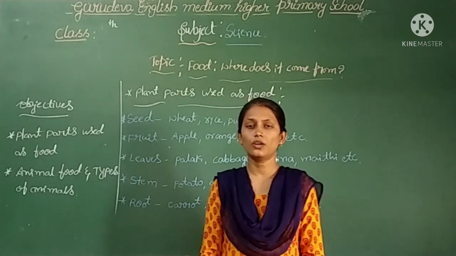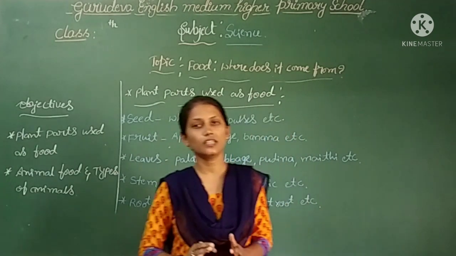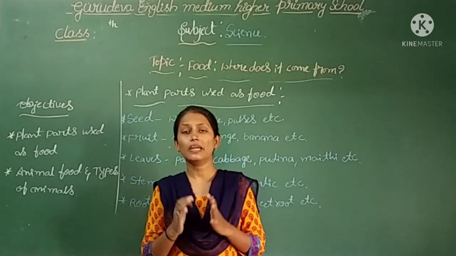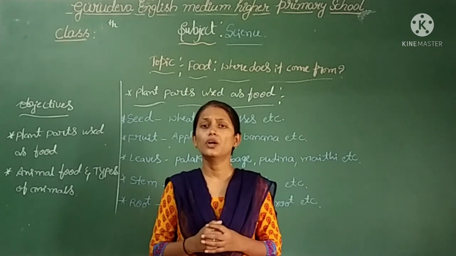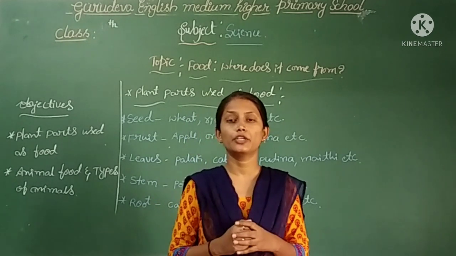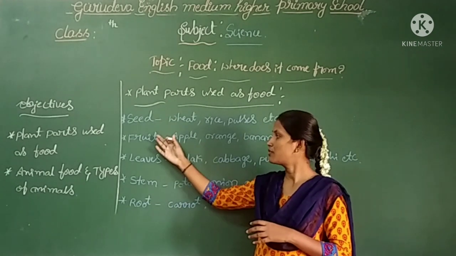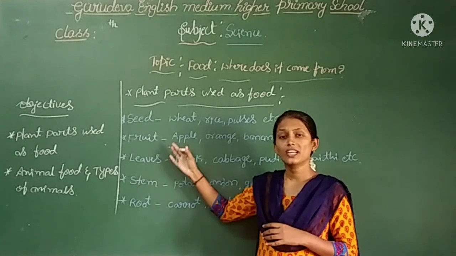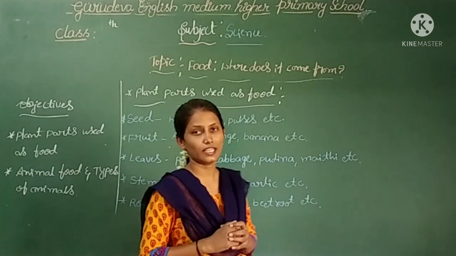Yes, dear children, now let us discuss which plant parts we are using as food. As you know, we obtain food from the plants. Plants are the only organisms which prepare their own food. Then, which plant parts are we using as food? As you know, plant parts are seeds, fruit, leaves, stem and root. Now, let us discuss with examples.